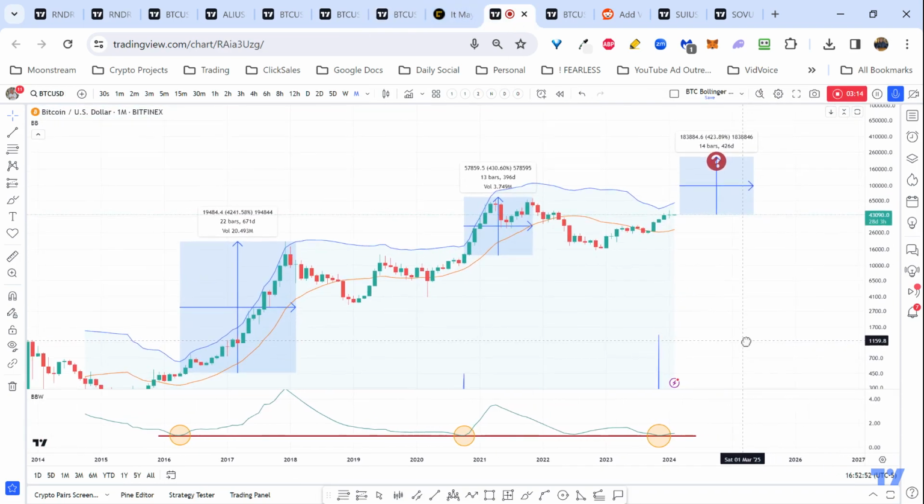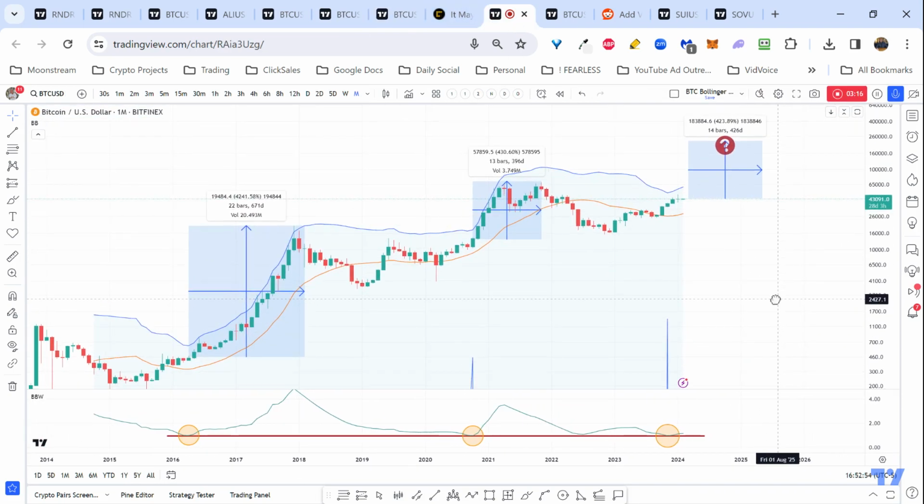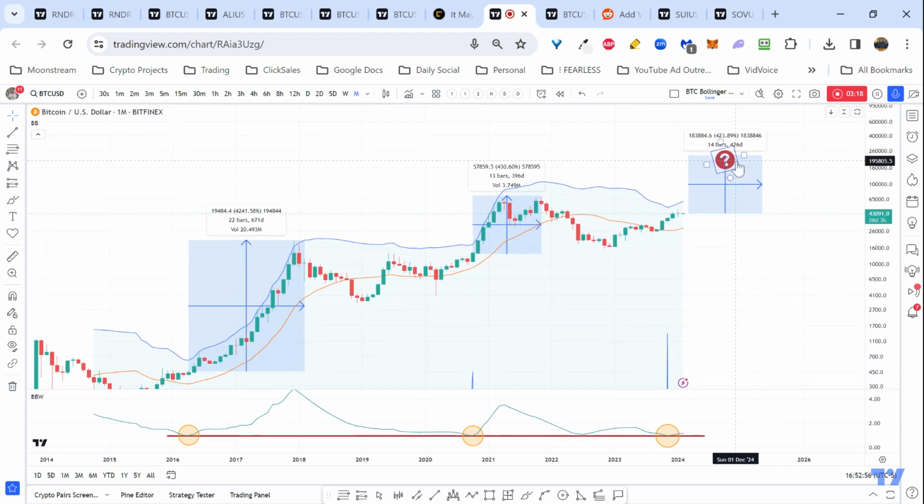about this. So anyway, hopefully that helps. And yeah, feel free to leave your comments down below. We'll have to see what happens if this is correct. And this is the bottom based on that Bollinger Bandwidth indicator.